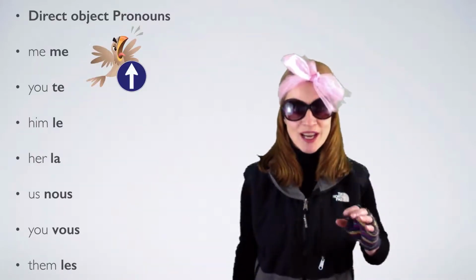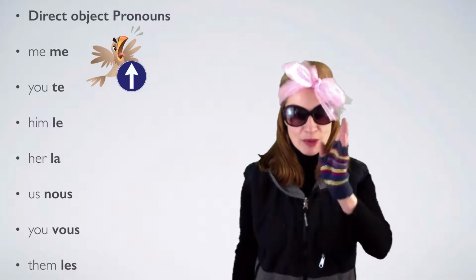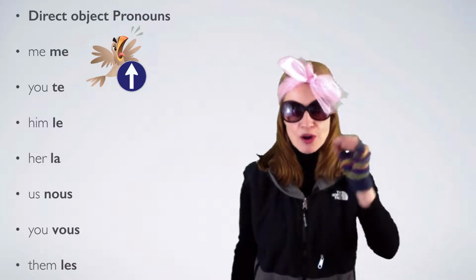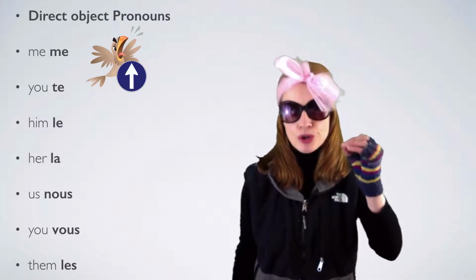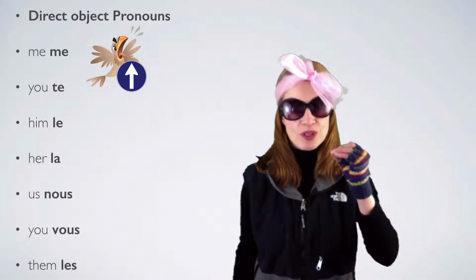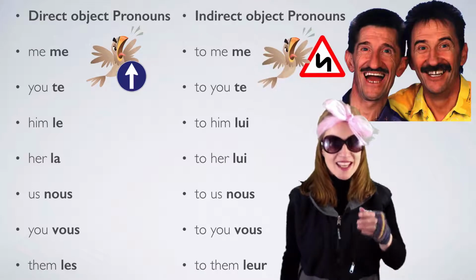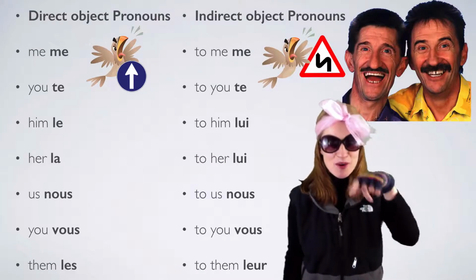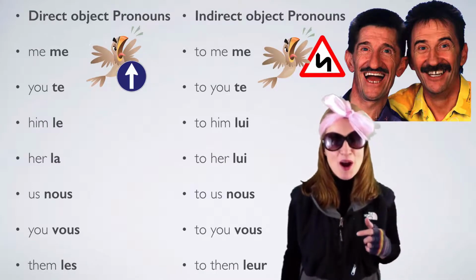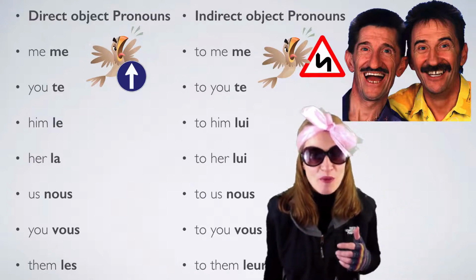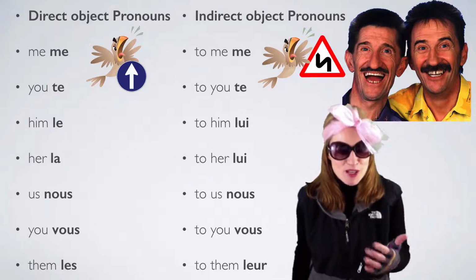D'accord, coucou time. So the direct object pronouns, we've got the direct arrow: me, te, le, la, nous, vous, les. They are directly affected by the verb. Okay? The indirect ones with the squiggly line next to the cuckoo are what I call the Chuckle Brother pronouns. To me, to you, to me, to you.